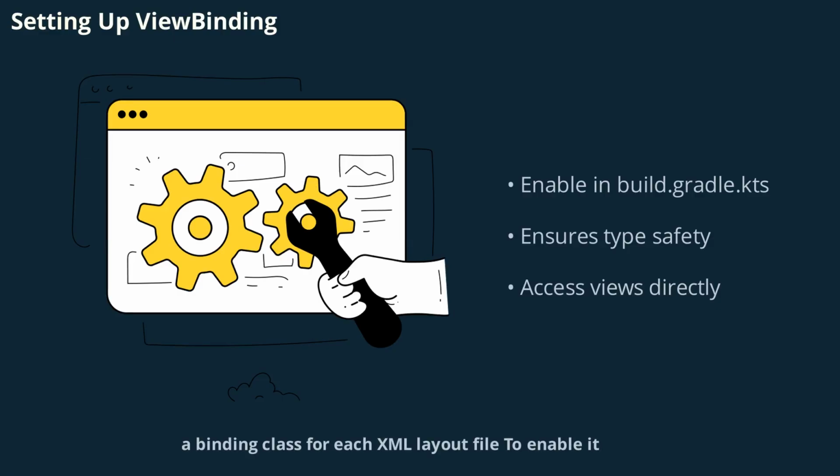To enable it, add viewBinding = true in your build.gradle.kts file under buildFeatures. This setup ensures type safety and null safety, preventing common errors when accessing views. Once enabled, you can access UI elements directly through the binding object.